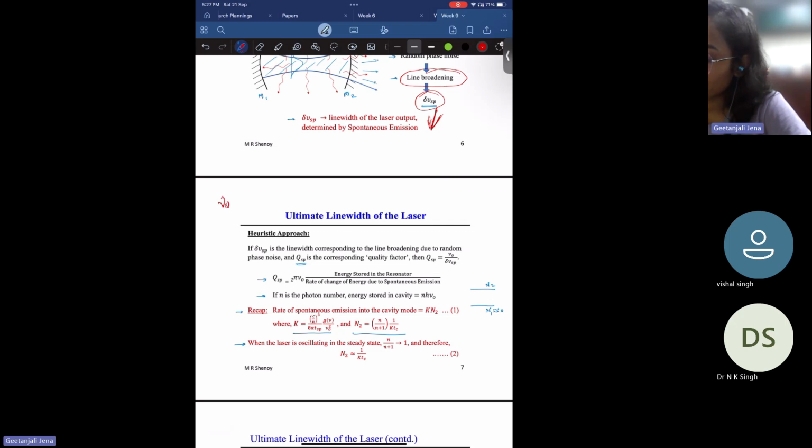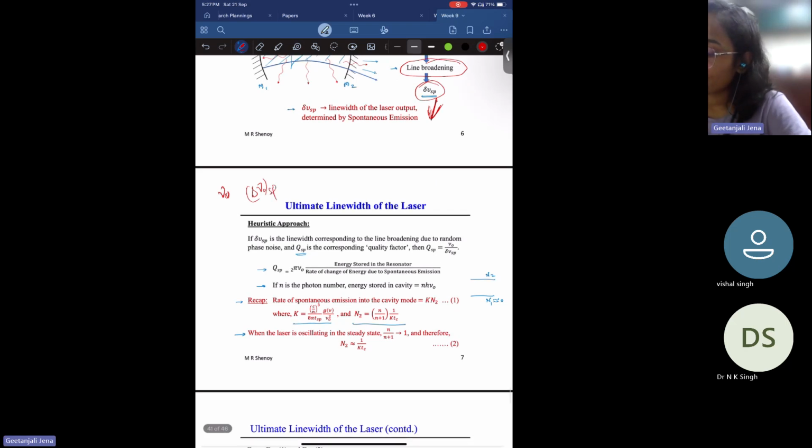And we want to calculate what is the delta nu sp around this frequency nu zero. So for that, let us define... if you recall, the line width or the losses in the system is also quantified by the quality factor of the system. So for the spontaneous emission around this frequency nu zero, if we define the quality factor, it is nothing but nu zero by delta nu sp.